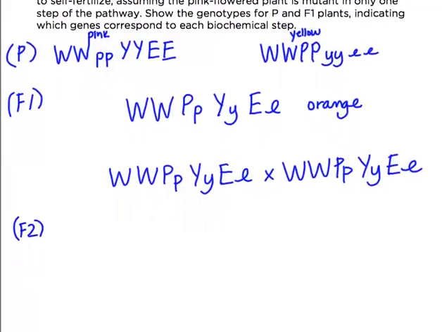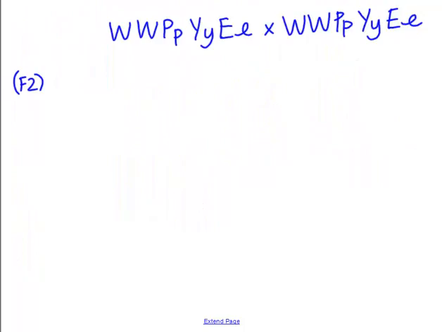So let's do a simplifying line method. When you're crossing homozygous dominant W with another homozygous big W, the genotypes of the offspring can only be homozygous big W, right? So we're just going to write 1 big W.